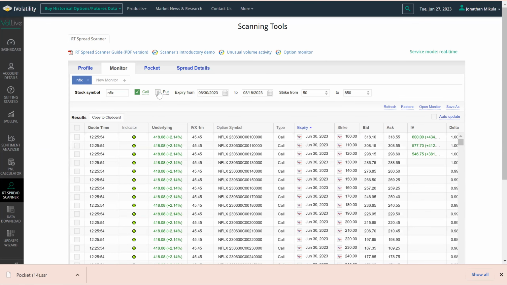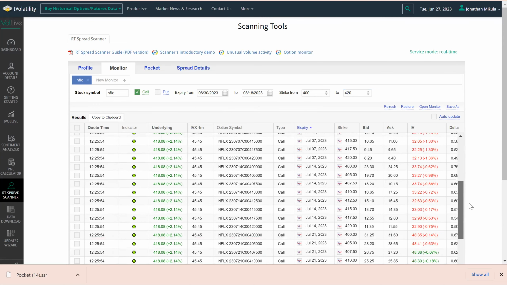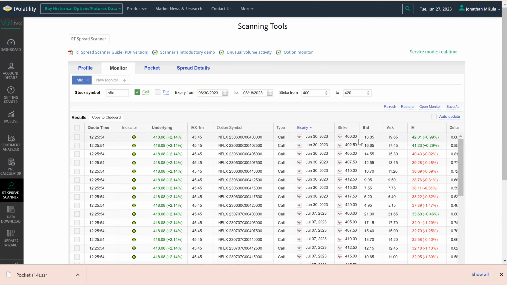We could eliminate any of the put results. And then we could really tighten this up and say, look, we think Netflix could drop to 400, for an example. So we want to look at strike prices from 400 to 420, and look how much that tightened up the results here. And this is going to give you something similar to our options chain view within IVolatility. This will give you the expiration, the strike price, the bid and the ask, the implied volatility for the specific strike, and then the delta. So for every dollar that Netflix moves, this particular option is going to move 88 cents. So that's also very helpful information.